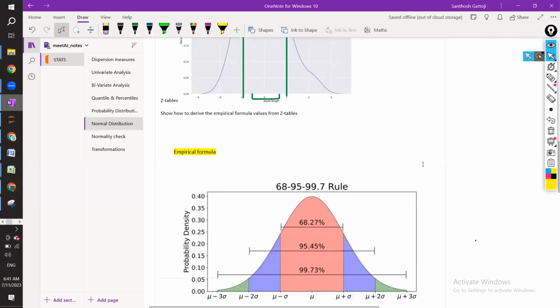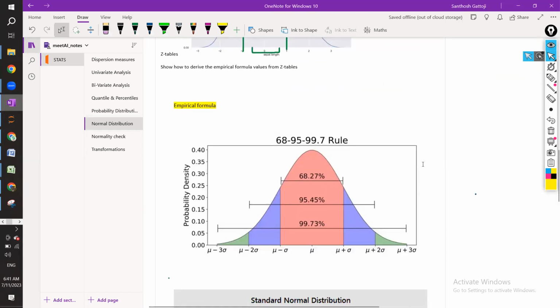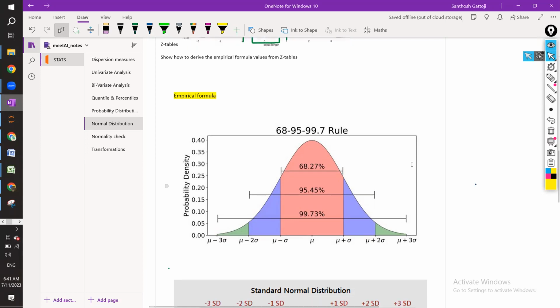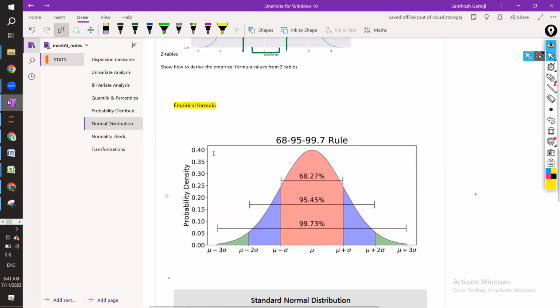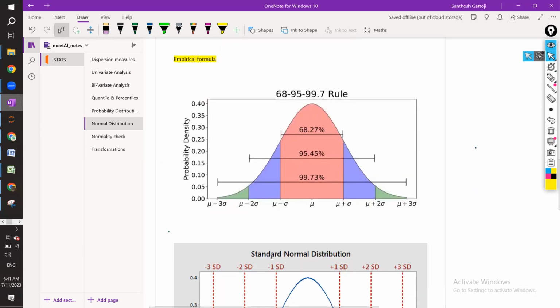Agree. So now we are going to see an important formula regarding normal distribution. First we are going to see its application in the normal distribution, and then we will see the same thing with the standard normal distribution. It's a general formula. This empirical formula is a general formula for the normal distribution, guys.